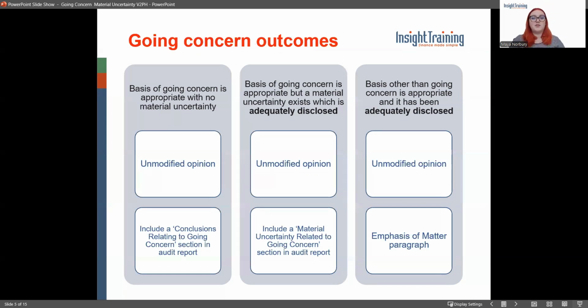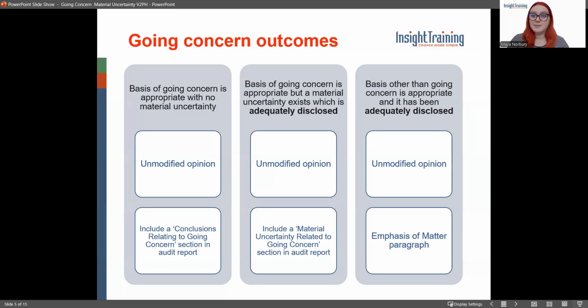So here we've got the 3 main going concern outcomes that you will likely see. Starting on the left, we've got the most common one. We'll probably call this the standard going concern audit report wording, where the basis of preparation is appropriate and there's no material uncertainty casting significant doubts. As you can see, the outcome of that is we've got our unmodified opinion and we include a conclusions relating to going concern section in our audit report.